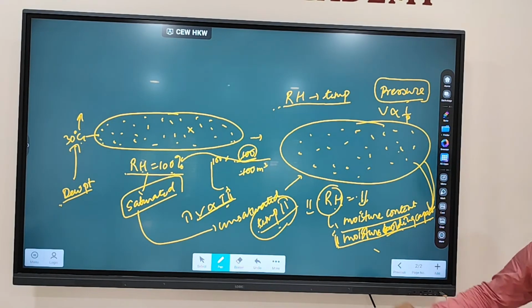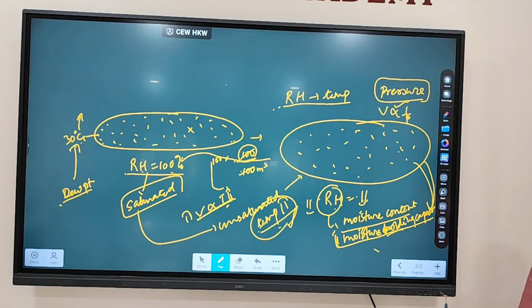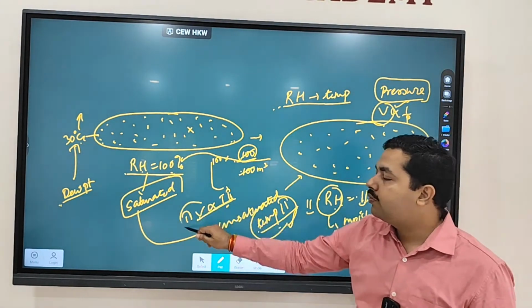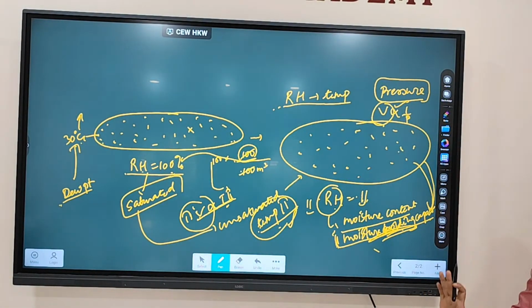So if you are varying the temperature, relative humidity is going to change, or if you are varying the pressure also, relative humidity is going to change, because in both cases what will change? In both cases volume will change. If volume changes, moisture holding capacity is going to change. Fine. Any doubt regarding this particular thing?